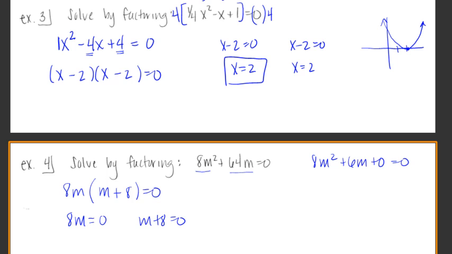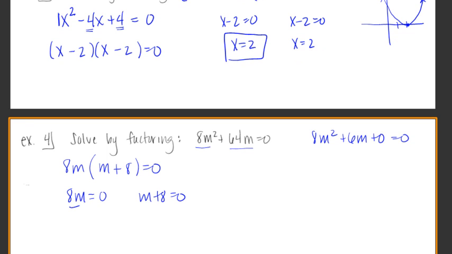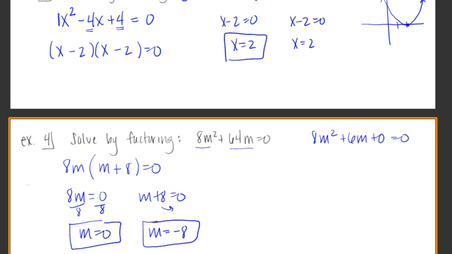And just finishing solving this out, if I divide by 8, 0 divided by 8 is always going to be 0. Move that over, and we get m to be negative 8. So here are two solutions. And again, if I was going to graph that, what that found was the fact that we're going to cross the x-axis at negative 8 and 0.